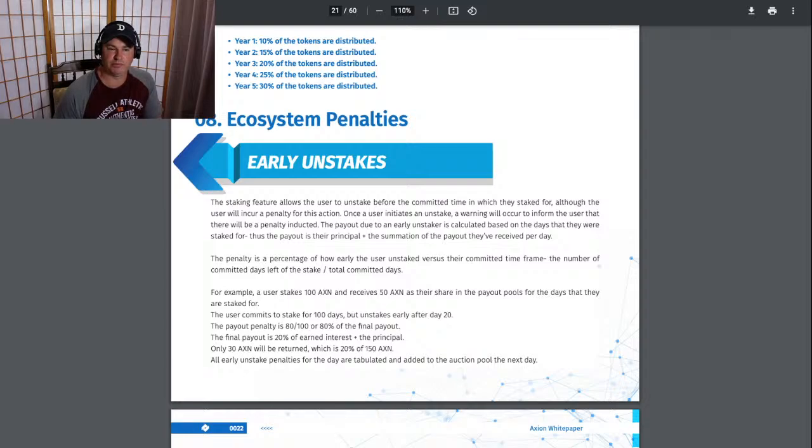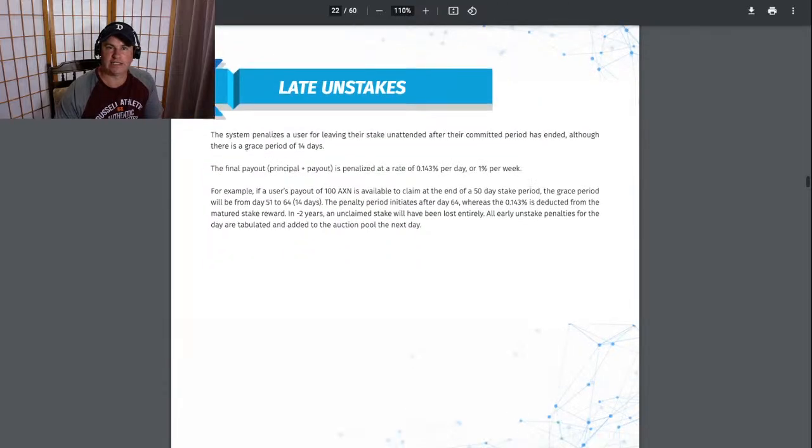Only 30 Axion will be returned, which is 20% of 150, and all early unstaked penalties for the day are tabulated and added to the auction pool the next day. So you can see that clearly you wouldn't want to do that. So the user stakes 100 and receives 50 Axion as their share. They only stake for 20%, so they're only going to get 20% of that 150. So that means they'll get 30 back, and that means that they basically got hammered and lost all their principal in that scenario. So you don't really want to do something like that. Is the lesson there. Late unstakes. Let's get on to it.